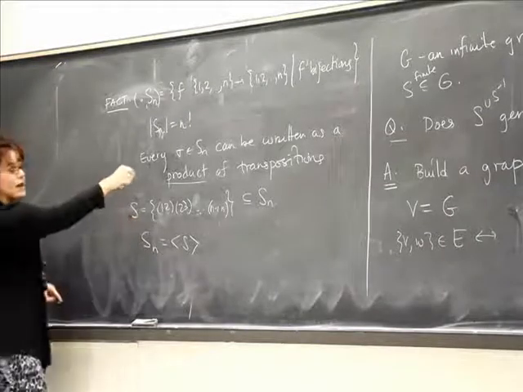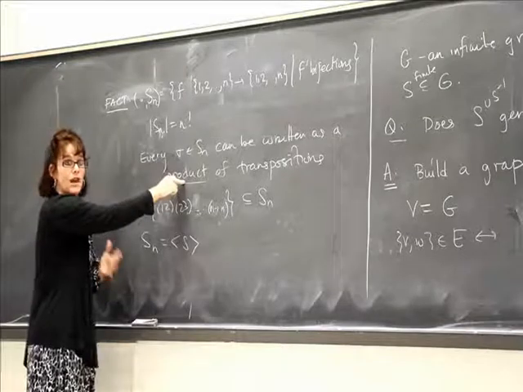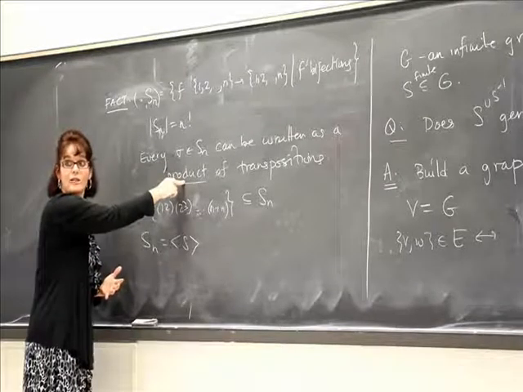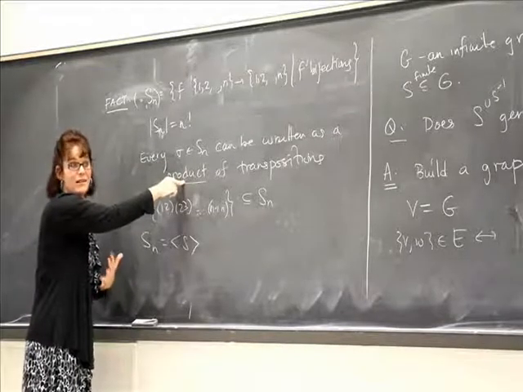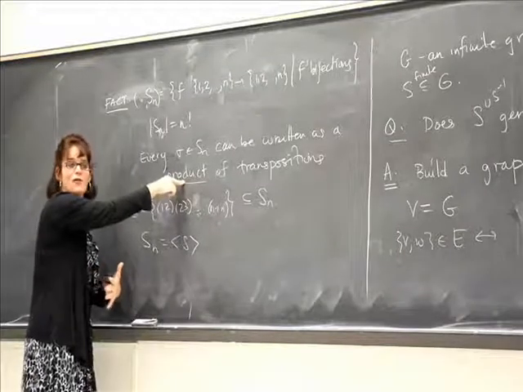That if I can write sigma as the product of 7 transpositions, then any other way that I can do it, it has to be odd. That's the fact I'm talking about. Everybody remember that? I'm seeing pain, stomach cramps all over the room from Math 145.